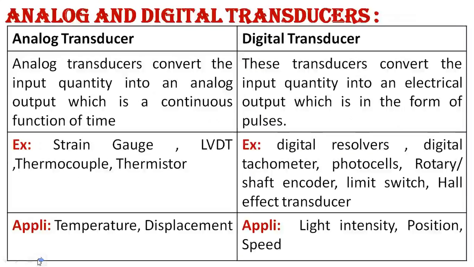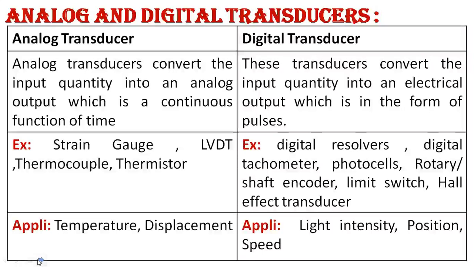Now the third type of transducer is analog and digital. It is divided into two categories: the analog transducer and the digital transducer. The analog transducer converts the input quantity into an analog output, which is a continuous function of time. So an analog signal varies with time. The analog transducer senses the signal and converts it into an analog output in terms of current, voltage and resistance, continuously varying with time.